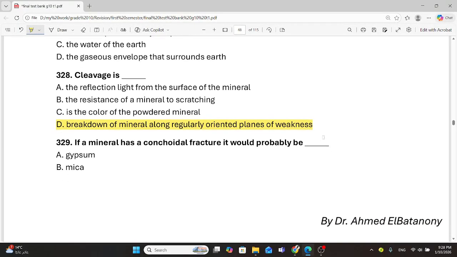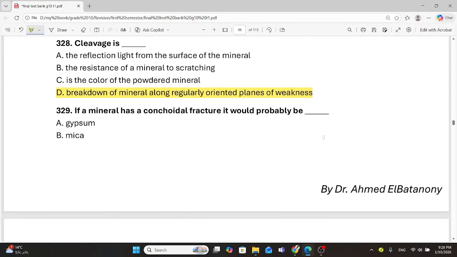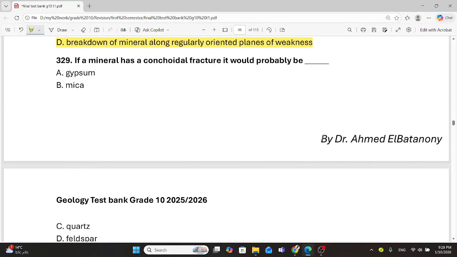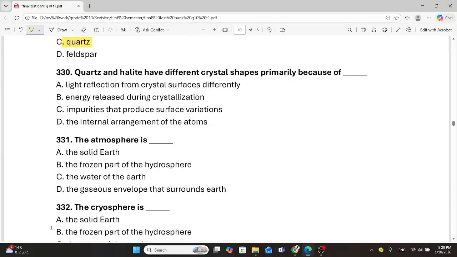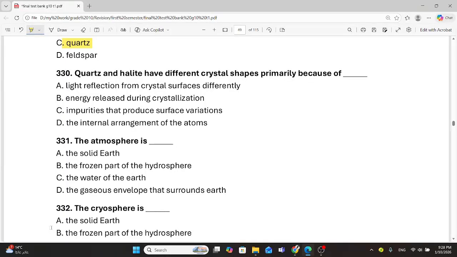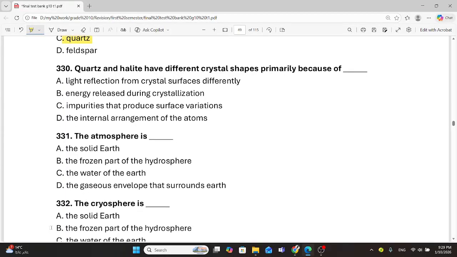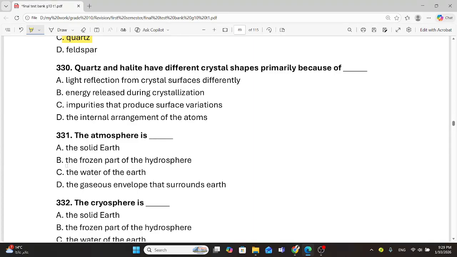Weakness, okay. If a mineral has a conchoidal fracture, it would probably be gypsum, mica, quartz, or feldspar? It will be quartz. Quartz and halite have different crystal shapes primarily because of the interior arrangement of atoms.